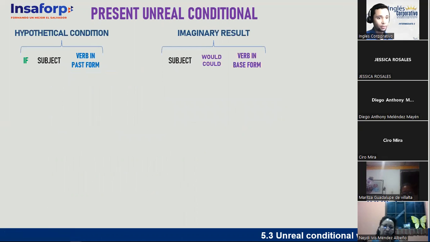Then you have some more examples. Again, remember, there's a hypothetical condition. You use if plus the subject plus the verb in past form. And the imaginary result, you use a subject plus would or could or might and the verb in base form. Examples, if Mike had the money, he would buy a car. That's the thing. If he had the money, he would buy a car.